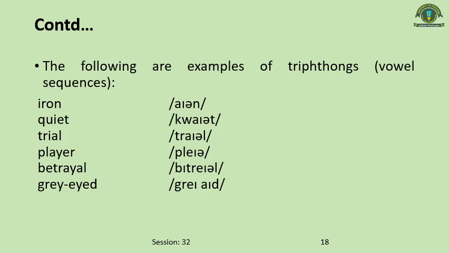Iron, quiet, trial, player, betrayal, grey-eyed. Iron, quiet, trial, player, betrayal, grey-eyed. Okay?